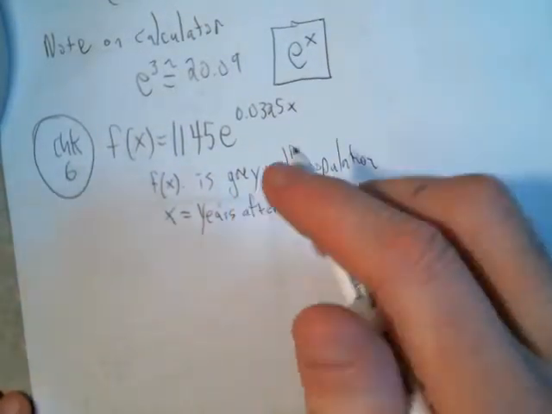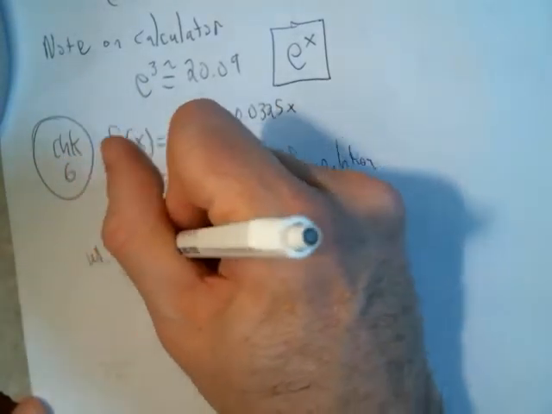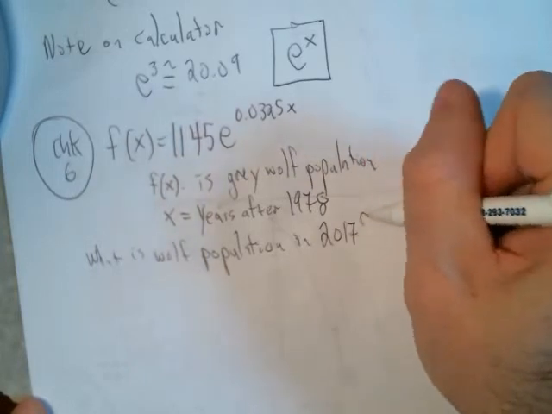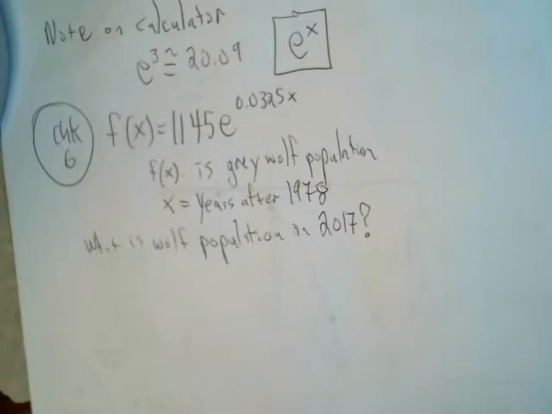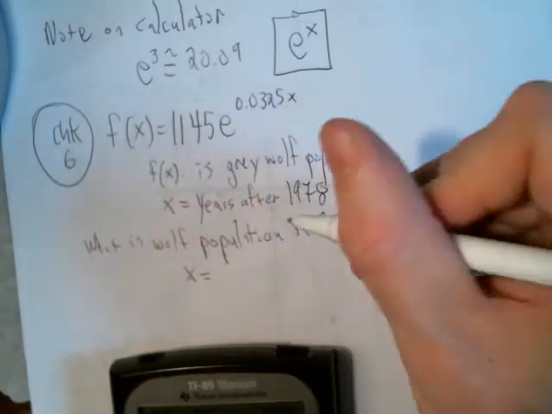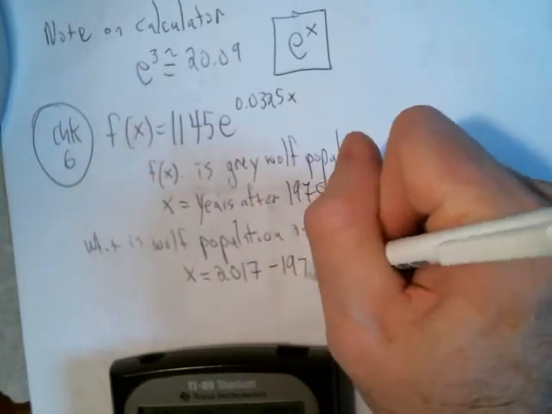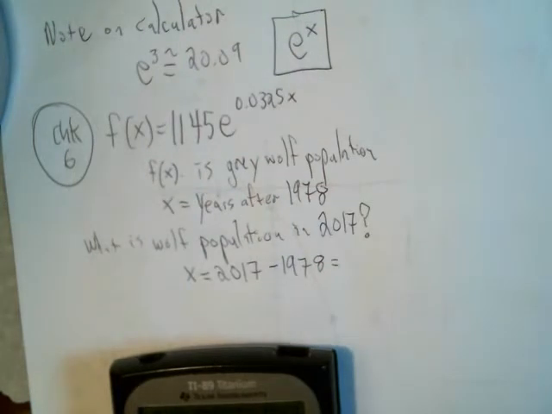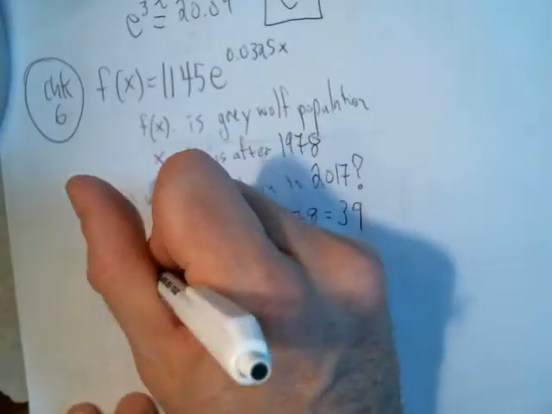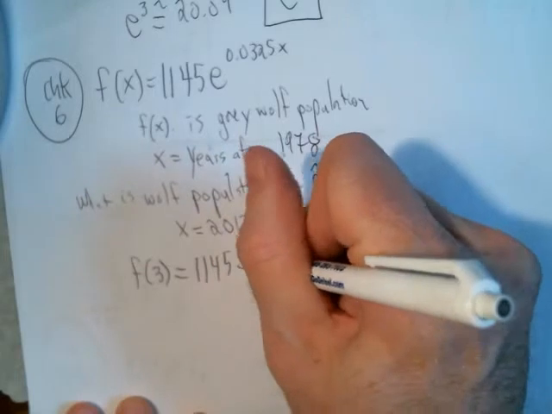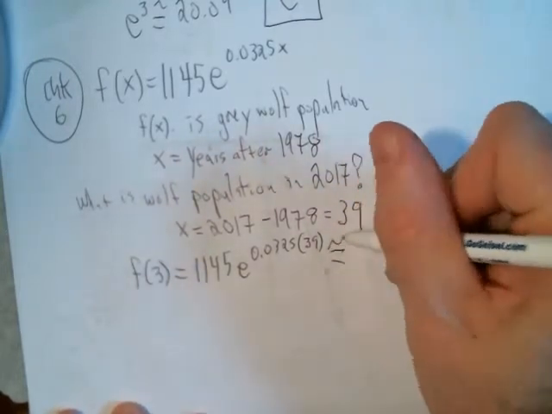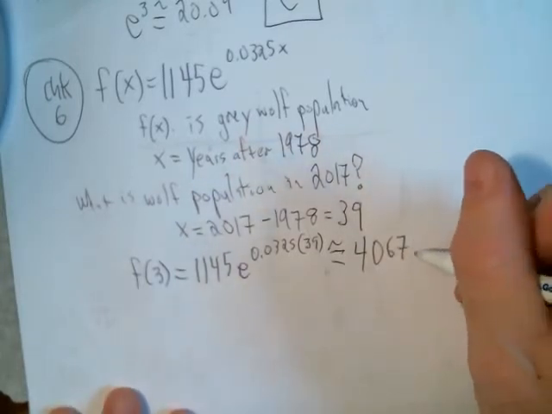Okay, so let's see what they want. What is the wolf population in 2017? I'm going to have to plug this number into this formula. So it seems like it's just an application of can you use your calculator? Let's figure out what the x value is that we need. This will be 2017 minus 1978. So 39 is the number we want to plug in. So f of 39 is 1145 times e to the 0.0325 times 39. Put that in your calculator, and we get approximately 4,067 wolves.